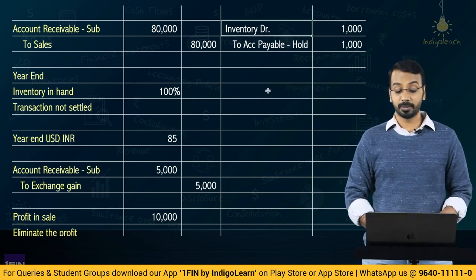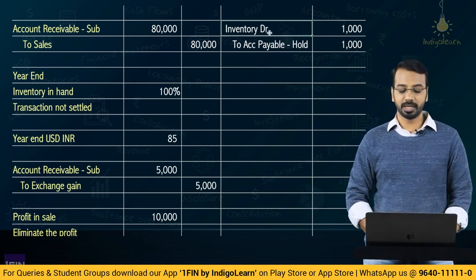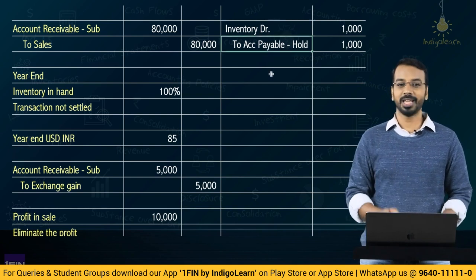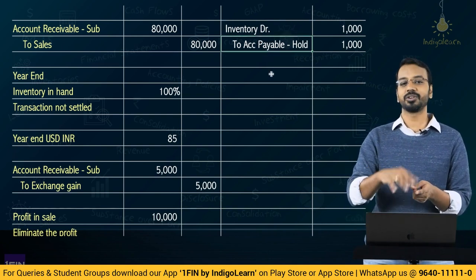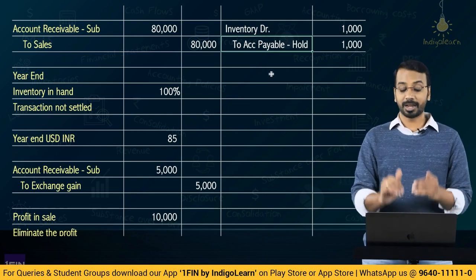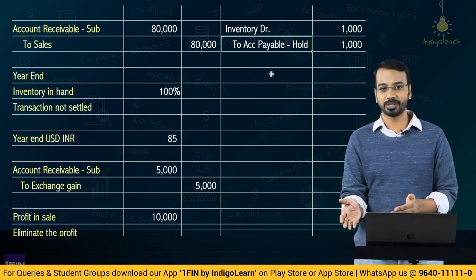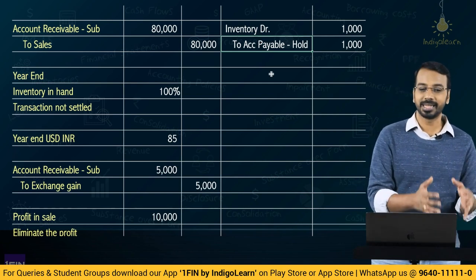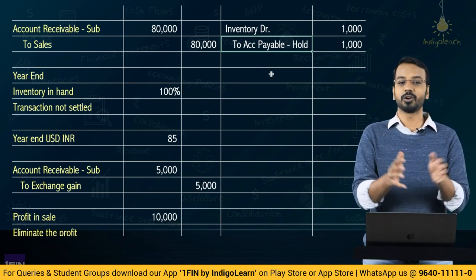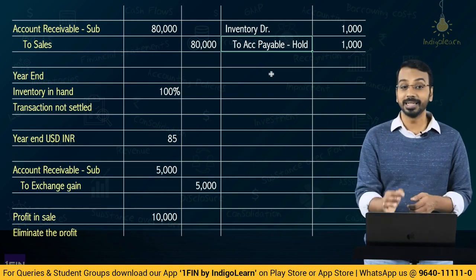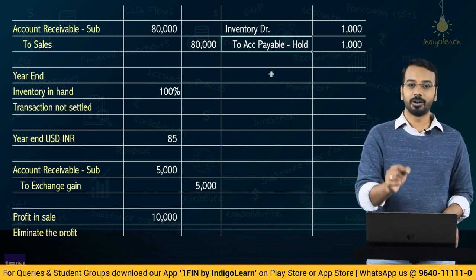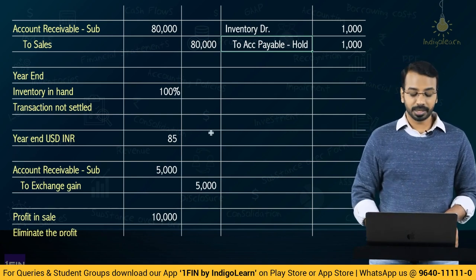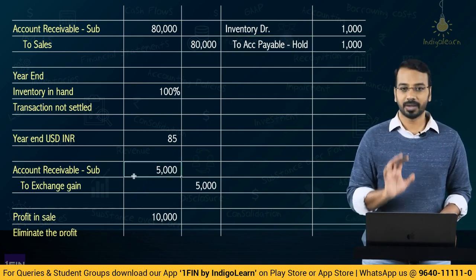The other thing that you have to keep in mind is that in the subsidiary company's balance sheet there is inventory worth 1000, and there is account payable worth 1000. Inventory 1000, when you convert it, will become 85,000. The account payable 1000 will also become 85,000. So there will not be any gain or loss, right? And when you consolidate, the only gain that will sit in the consolidated financial statements is the gain on restatement of this account receivable, which is 5,000.